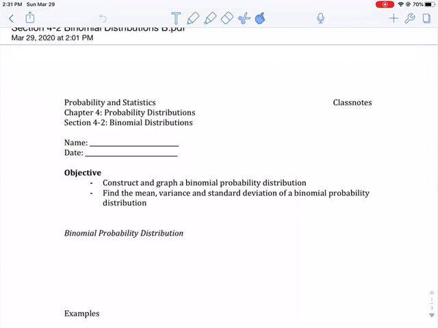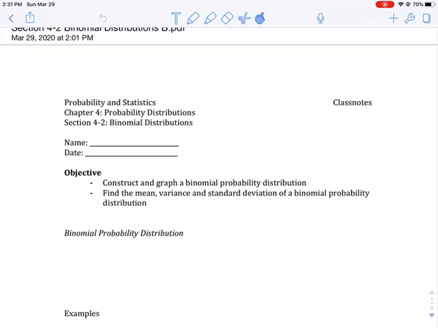Hi everyone. Okay, so this is going to be the second half of our binomial distribution discussion. We're going to do two things today. We're going to draw a graph of our probability distribution of a binomial, so we're going to create the binomial probability distribution, graph it, and then find some probabilities as well as find the mean, variance, and standard deviation of our binomial distribution.